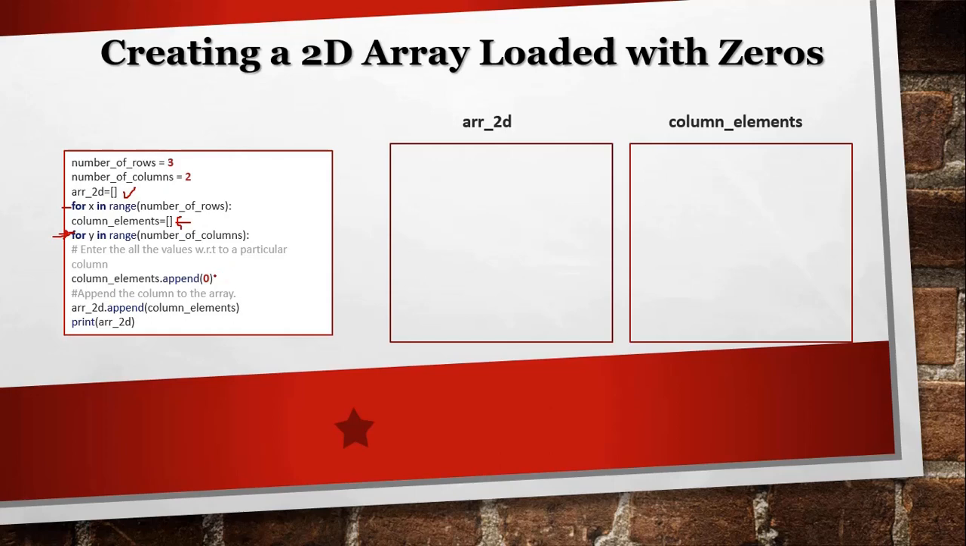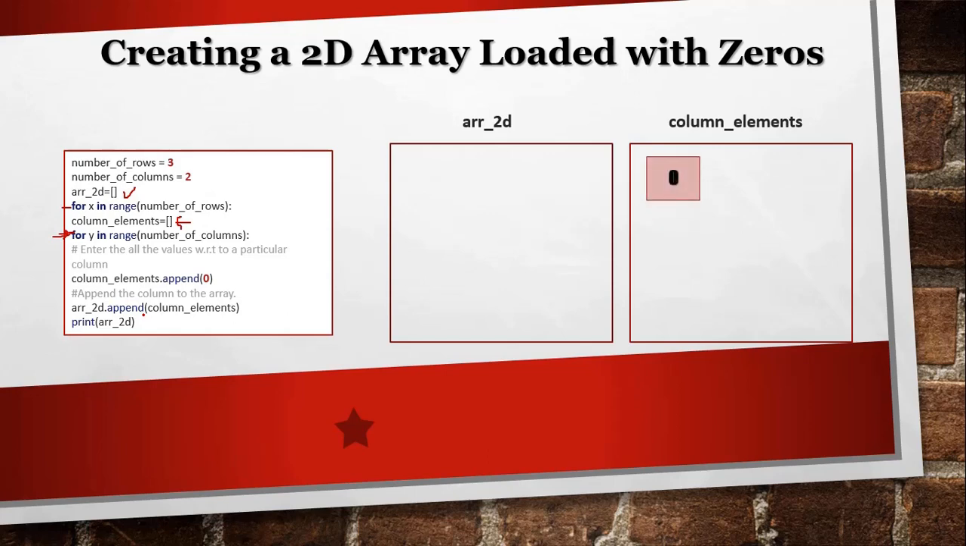Once 0 has been appended to each column, we come out of the inner loop and enter the outer loop, and in the outer loop we populate the row of the matrix. This process gets repeated until we finish populating each cell of the matrix, and then we simply print the 2D array which is loaded with zeros. I know you are confused, so let's have a look at this illustration.